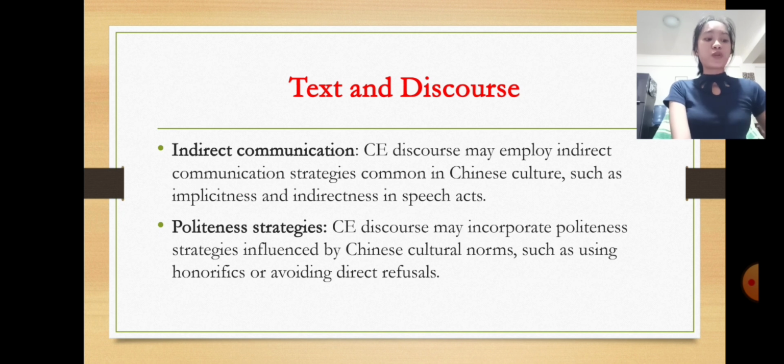instead of directly refusing an invitation, someone might say, I'll see what my schedule looks like, implying a potential decline without explicitly saying no. So they want to be polite.